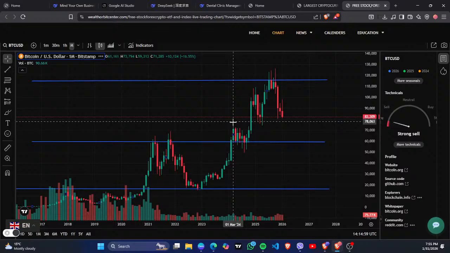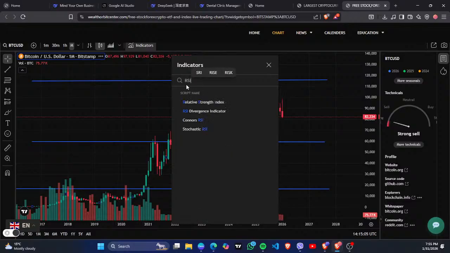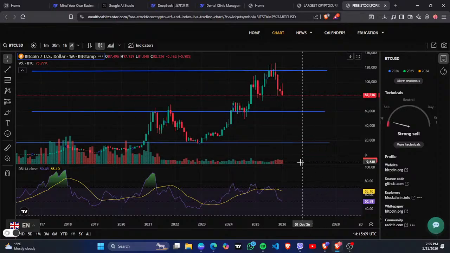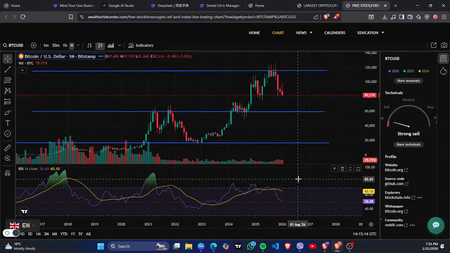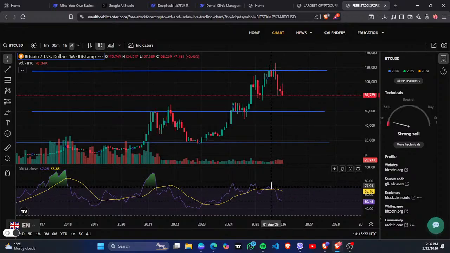I like to say that support and resistance are very necessary. When you draw the RSI indicator, you can see the RSI over here. Just click on the RSI, and it is at 65. An RSI above 70 is considered the overbought zone, above 50 is considered the bullish zone, and below 30 it is considered the oversold zone.